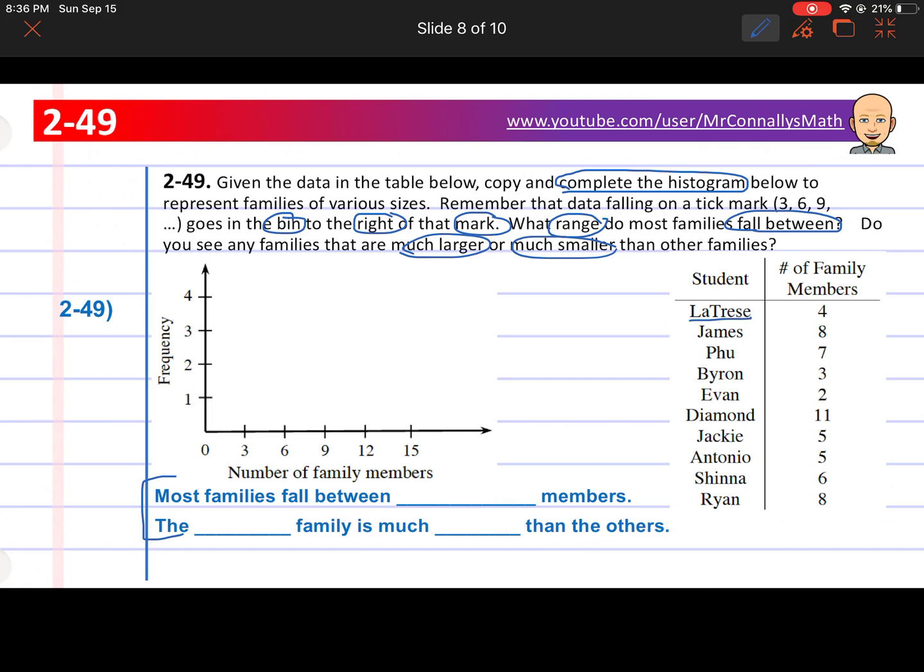So the Latrice family has 4 family members. So that would be right in here between 3 and 4. So we know that would be about this high for that. The James family is 8, so that's between 6 and 9. The Fu family is 7, so they would also go in this one right here, so that means we would raise it up to the 2.